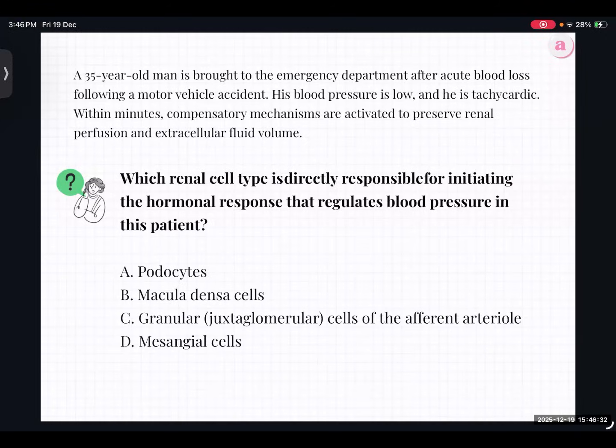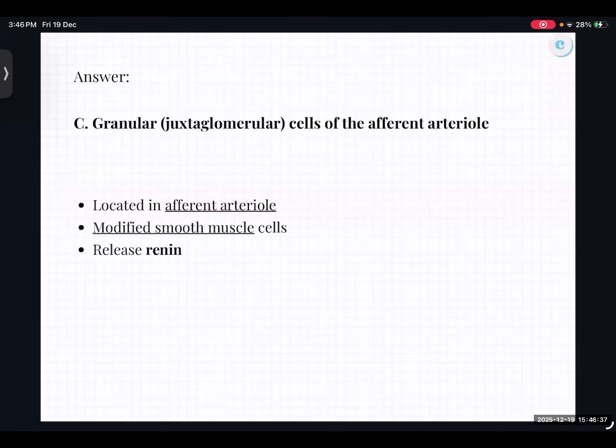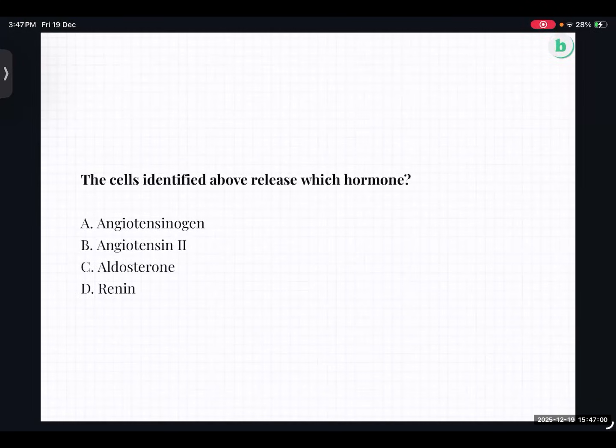Perfect, you are completely right. It is the juxtaglomerular cells of the afferent arteriole. They are our modified smooth muscles that sense the difference in blood pressure. These are our sensors. If there's an issue with blood pressure, not much blood is reaching the afferent arteriole, then we secrete renin. Okay? And I think I've spoiled the answer for this question.